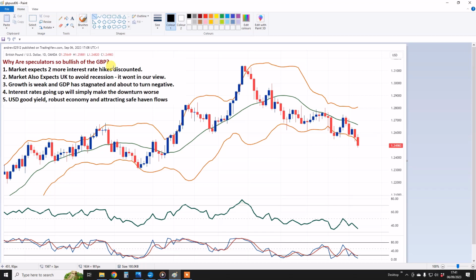Daily chart. First of all, in terms of COT Net Traders, when we see speculators really bullish or bearish, we want to work out, is the good news in the price or is the bad news in the price. We thought the good news was obviously in the price there, and we've fallen, but the market is reluctant to change its view. It expects 2 more interest rate hikes from the Bank of England. That's discounted. If they do raise rates, it's in the price. We don't think they will. The market also expects the UK to avoid recession. It won't, in our view. Growth is weak and GDP has stagnated. It's barely in expansion. It's about to turn negative.